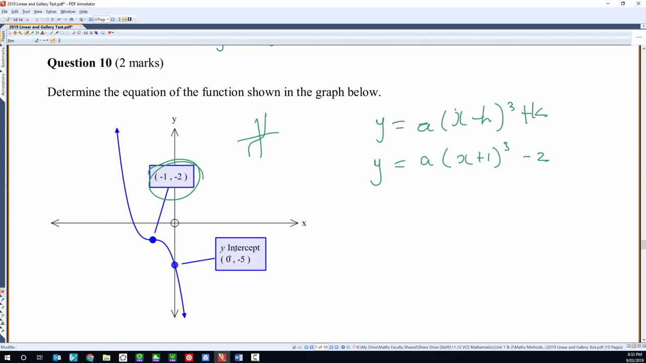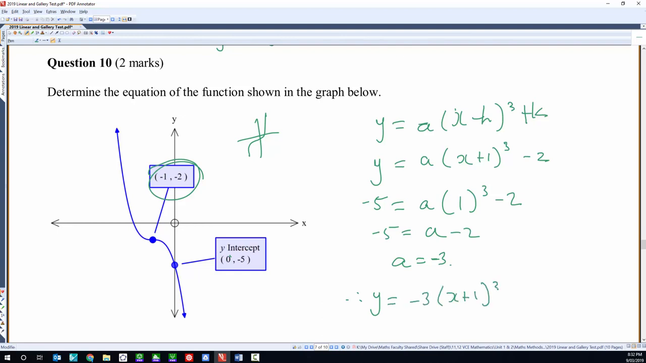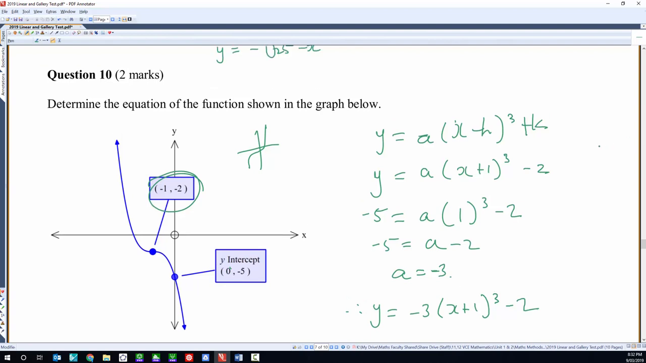So what I'm going to do is put the y-intercept in and see what happens. y equals negative 5, a(1) cubed take 2, negative 5 equals a take 2, a equals negative 3. So that's a good sign that that came out negative. Therefore, my equation is y equals negative 3(x + 1) all cubed take 2.